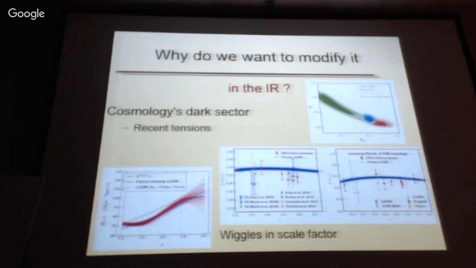And finally, more recently, we have seen that the scale factor, which here I'm parameterizing as this Hubble parameter, seems to like having oscillations, these wiggles, whereas lambda CDM, which is GR, just has a straight line.